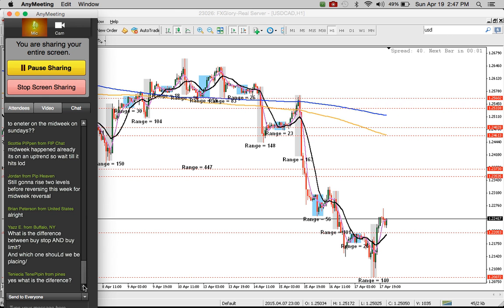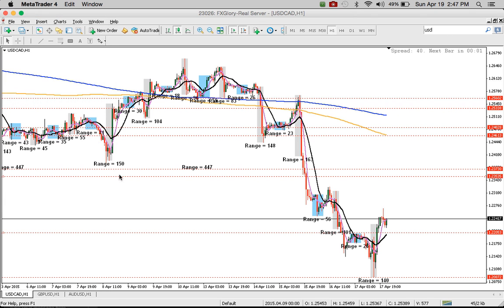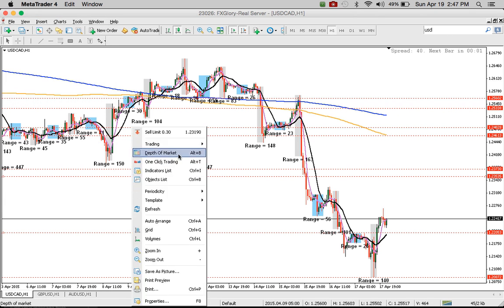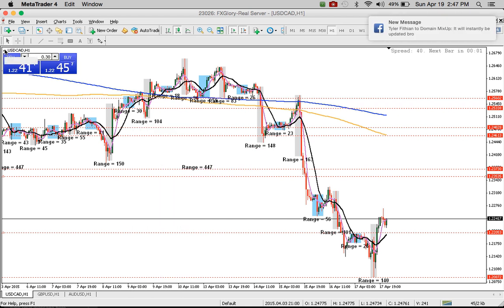What's the difference between a stop and buy limit? I actually don't know. What do I use? I use a buy stop and a sell stop. Oh, I didn't go over this. All right, check this out. You change before you even do a penny order to actually set the price. You need to change it here first, okay?